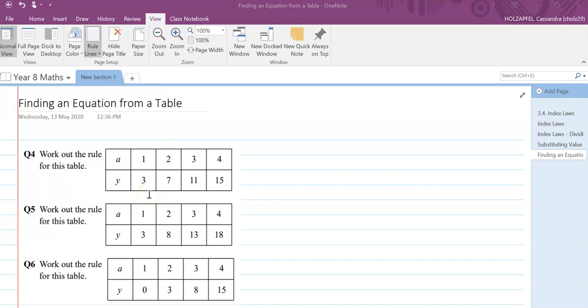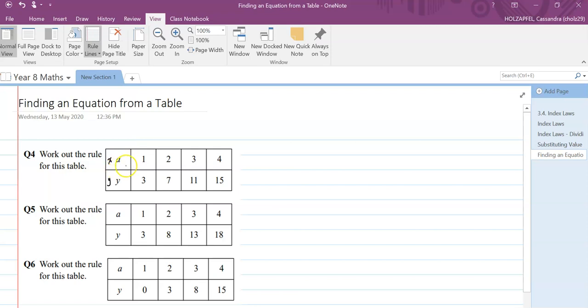Hi guys, welcome back. Today we're going to be looking at finding an equation from a table of values. So we've got our first table here, and it really doesn't matter what each of these variables are. Typically we'll use x and y, not a and y, but it doesn't really make any difference.